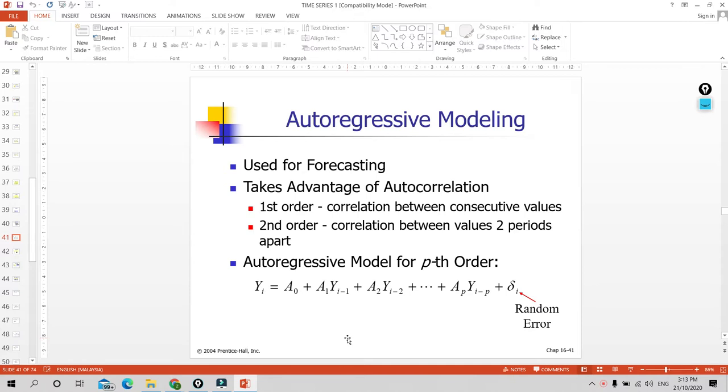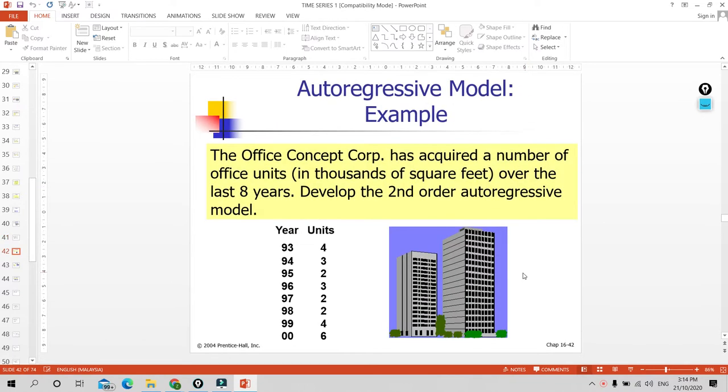In our previous lesson, we learned about the auto-regression model. By looking at this example, we want to find the second-order auto-regressive model.